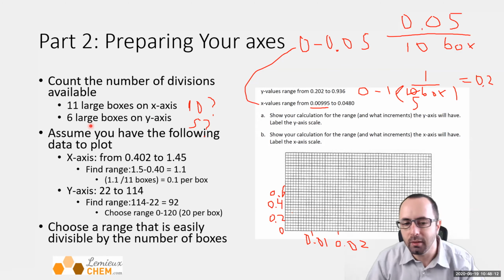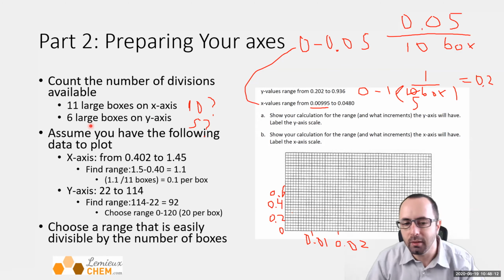And that's very easily divisible by 11 boxes. It just so happens. But if you chose a range here of like 0 to 1.5, then not bad. You could divide that by 10 pretty easily too, but you wouldn't be able to divide it by 11. So just choose a range that's nice and round here.